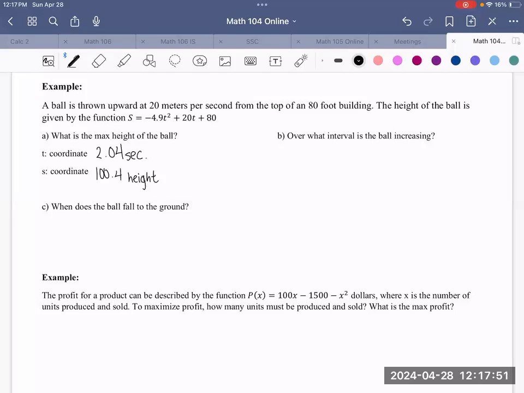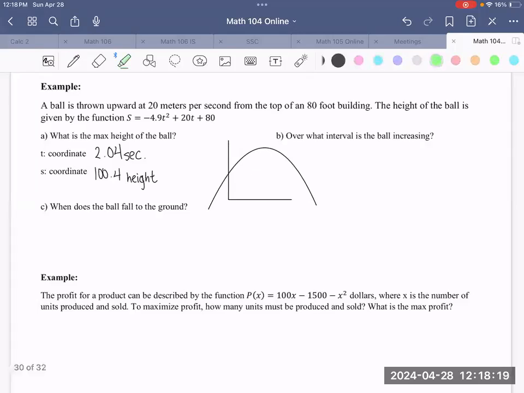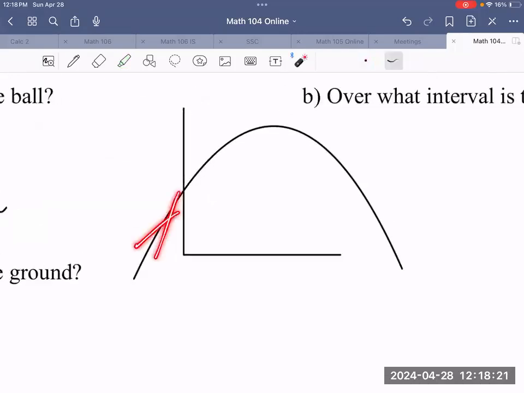So then over what interval is the ball increasing? Well, if our graph looks something like this, when we are increasing, oh, actually, let me redraw that. Oh, one last time. When we're talking about increasing, we're talking about the height is increasing, which means negative time doesn't count. We're going to be looking at this value over here.